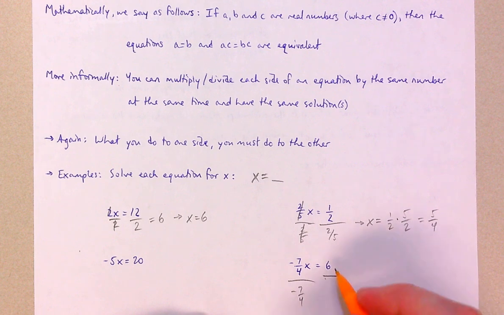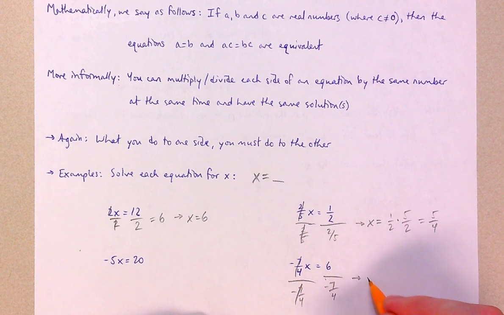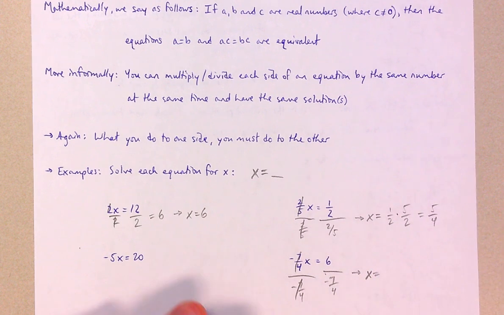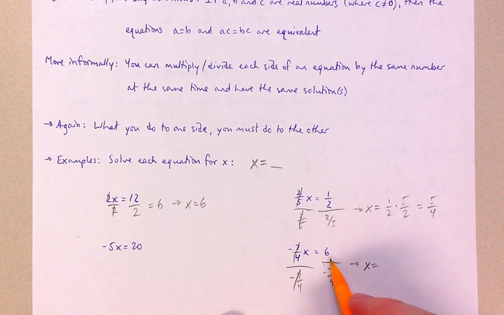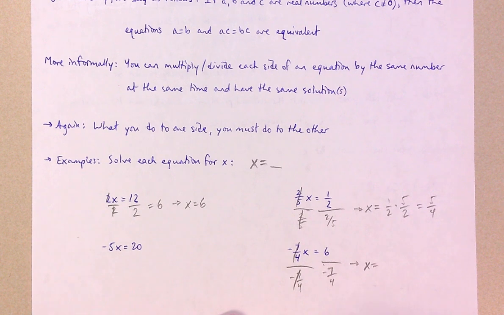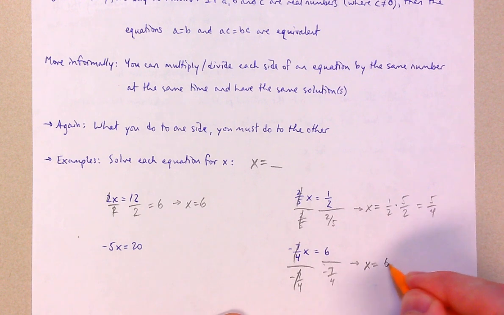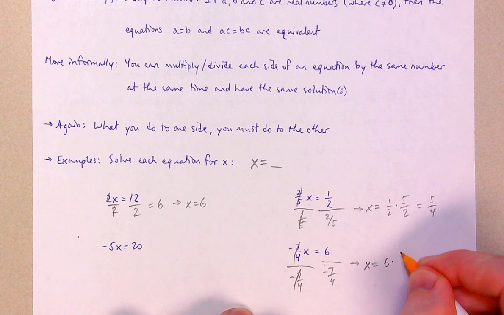And then what I do to one side, I have to do to the other. These will divide out to 1. So x equals. Now again, we're taking a number and we are dividing it by a fraction. But we don't want that. That's ugly. That's gross. That's bad. So instead of dividing by a fraction, let's multiply by the reciprocal of that fraction. So x is going to equal 6 times 4 over -7, or -4 over 7. All means the same thing.